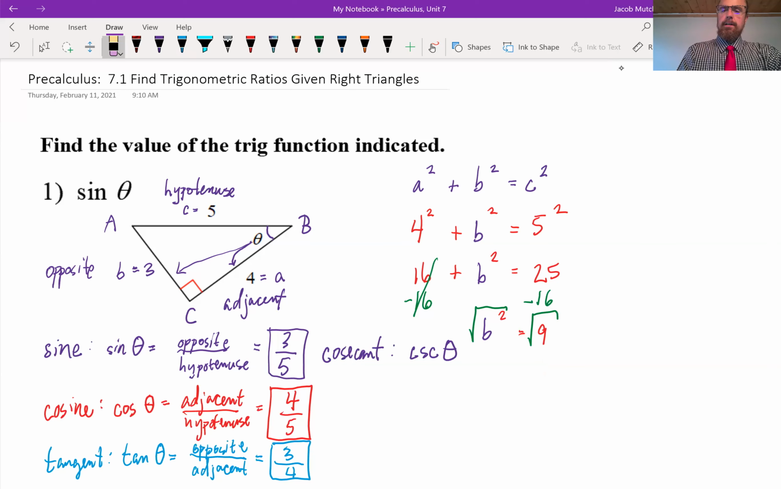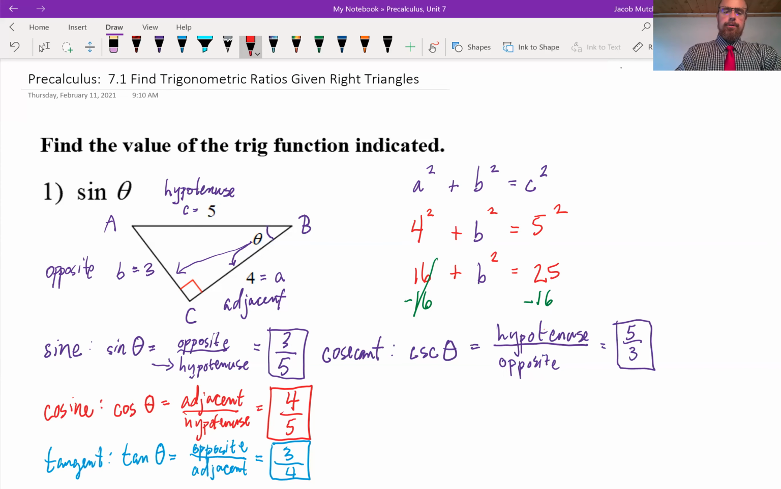Now, let's define it. We've already said that cosecant is the reciprocal of sine. That just means take the fraction and flip it over. So it's going to be defined as hypotenuse, which you'll notice was in the denominator of sine. In the cosecant, it's in the numerator. And then in the denominator of cosecant, we've got opposite. So when I go to calculate cosecant, it's really just the value of sine flipped over. Sine here was 3/5. Cosecant is going to be 5/3.